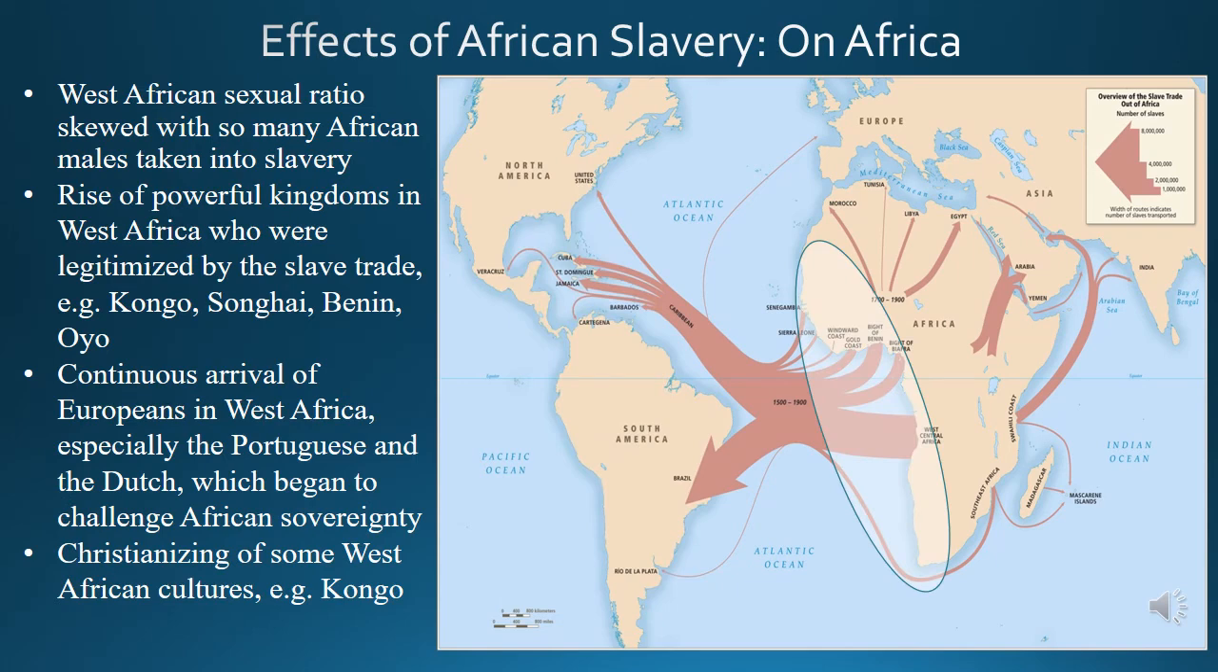Finally, slavery had an immense impact on African societies during the early modern period. First, demographically, the West African sex ratio between women and men became skewed, with so many African males taken into slavery. This demographic demise led to changing gender roles for African women. Many West African women assumed masculine roles in work and family life due to the enormous loss of African males, and in some cases, marriage patterns were impacted by the loss of African males.